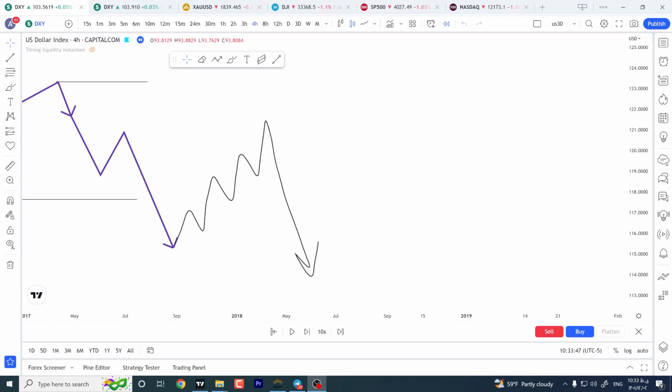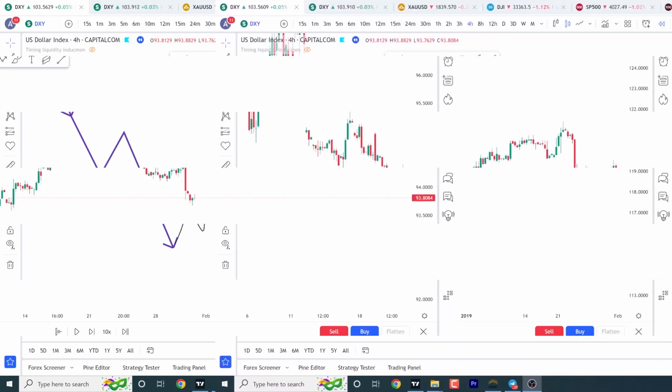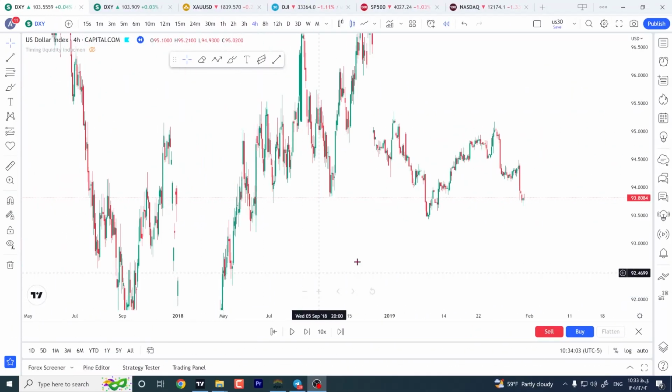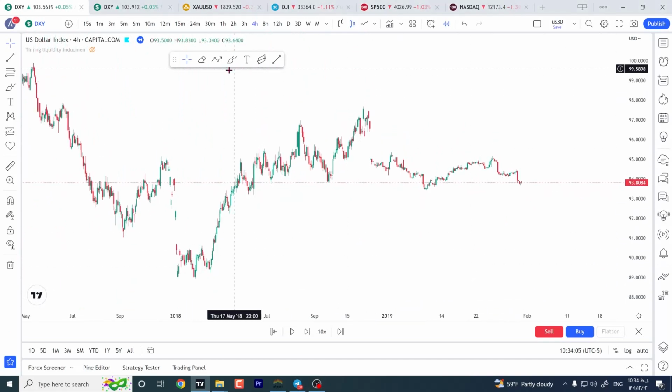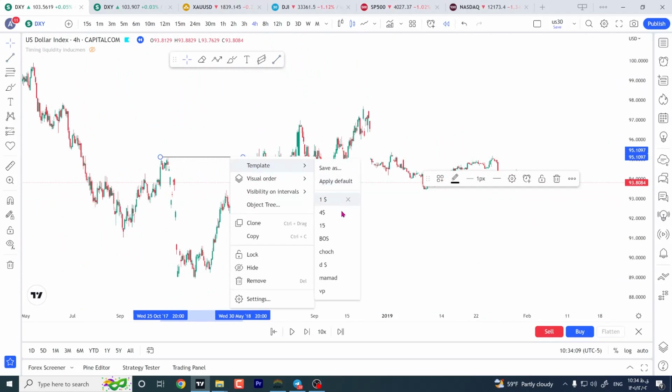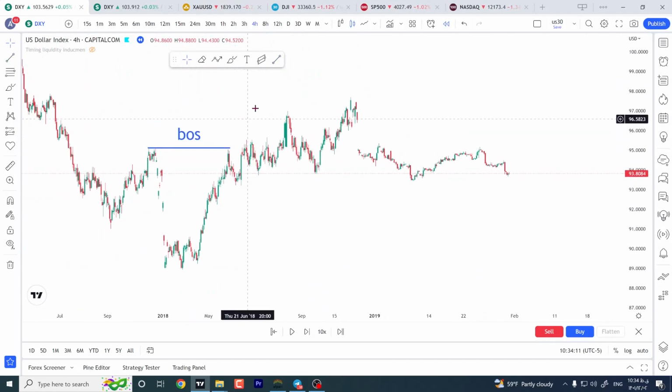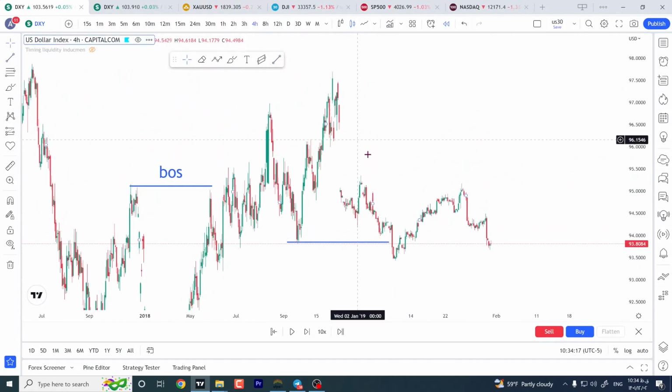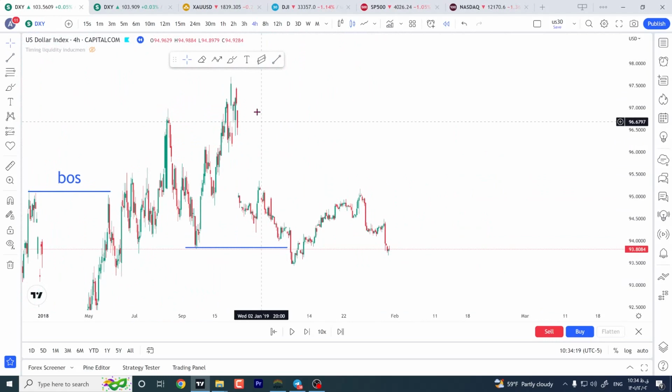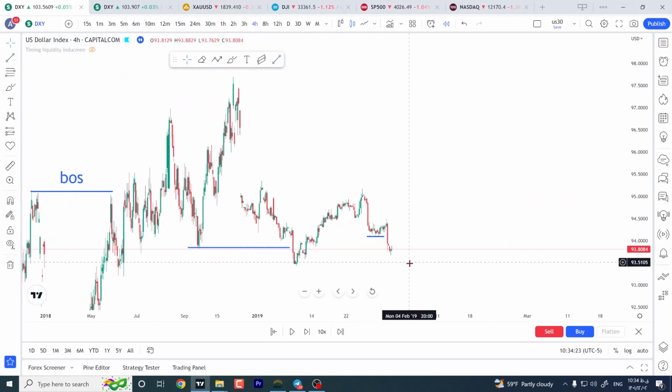Let's see that on live charts. So what we have here, first of all, we have this big structure here that got broken from this part, and we have our internal structure here that broke to the downside, and we have our minor structure here.